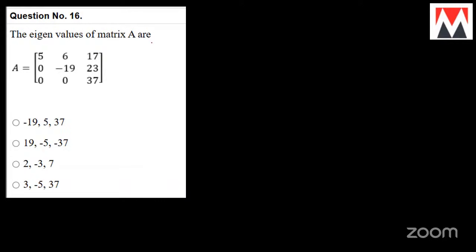So you have eigenvalues. For finding out eigenvalues, you will find the characteristic equation, which is |A minus lambda I|. So this is nothing but, so you have 5 minus lambda, 6, 17; 0, minus 19 minus lambda, 23; 0, 0, 37 minus lambda, equal to 0. No one has answered this yet. This is just solving this quadratic equation. You have 0, 0. So you can flip this up.